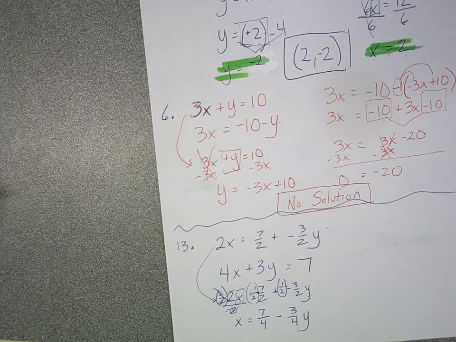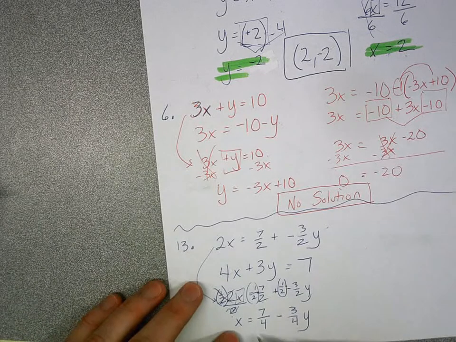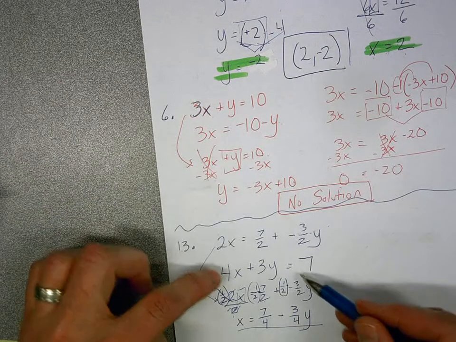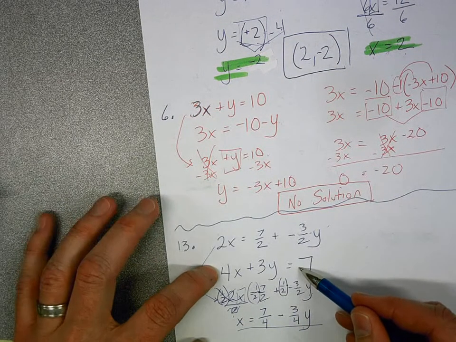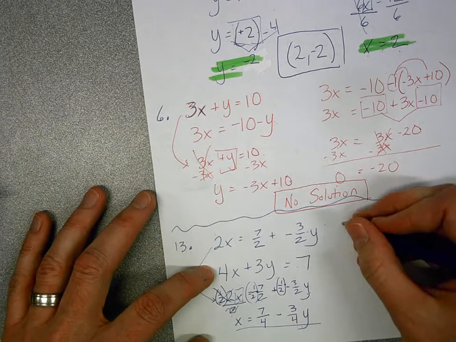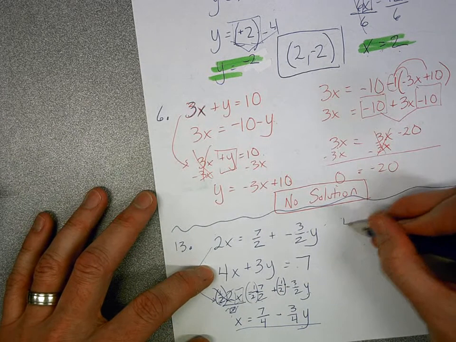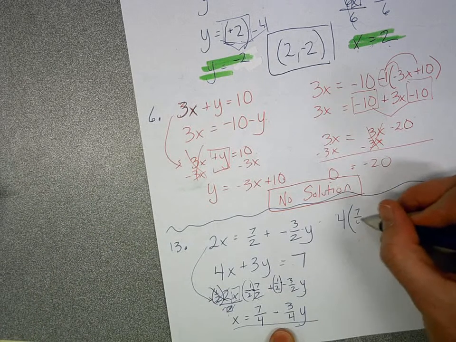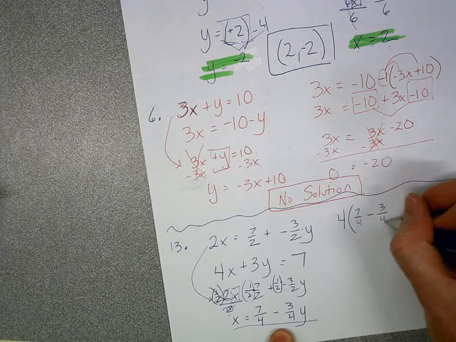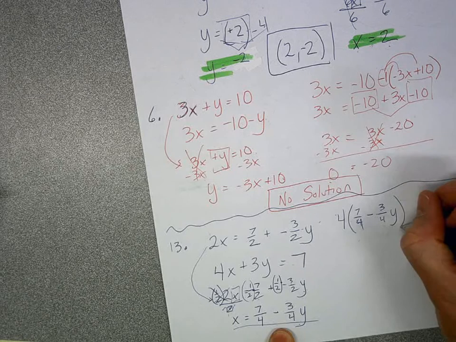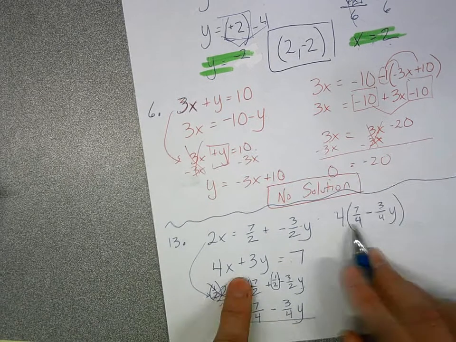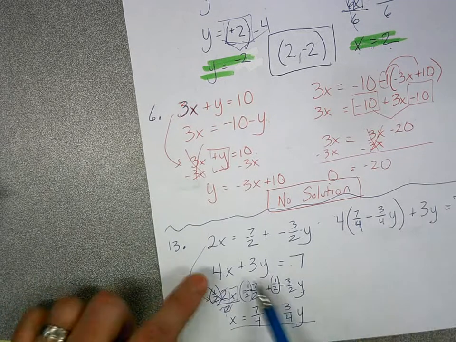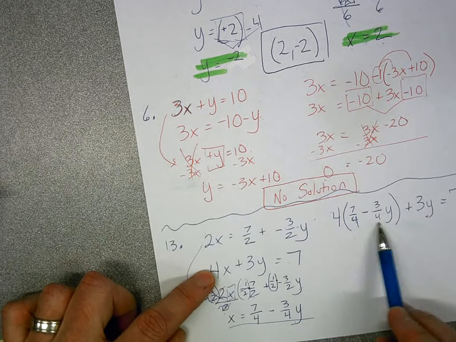Okay. Here we go. Be careful, I'm not plugging it back into this. I'm going to plug it into this one. So when I do that, I'm going to come over here. Instead of 4 times x, I'm going to put 4 times parentheses 7/4 minus 3/4 y. Then plus 3y equals 7, right? All I did was change the x to that.